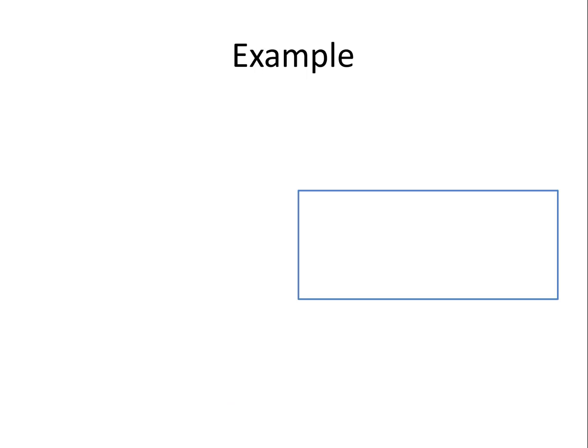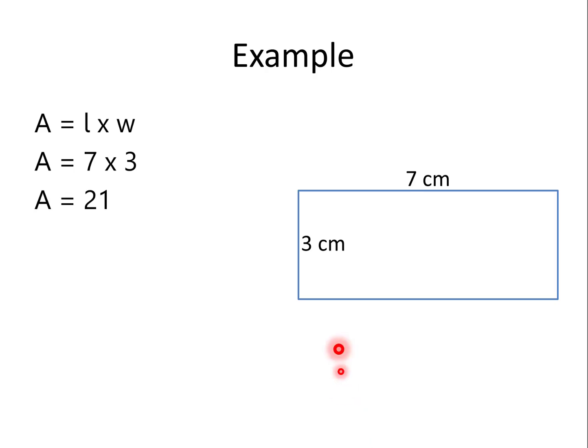Let's look at an example. I have a rectangle here with a length of 7 centimetres and a width of 3 centimetres, and I want to know the area. Well, first of all, I start by writing my formula. Area equals length times width. I then substitute the numbers, so L is length, which is 7, and W is width, which is 3. I then do the sum. A equals 7 times 3, and 7 times 3 is 21. I must remember my units, and my length is centimetres, so my area is centimetres squared.